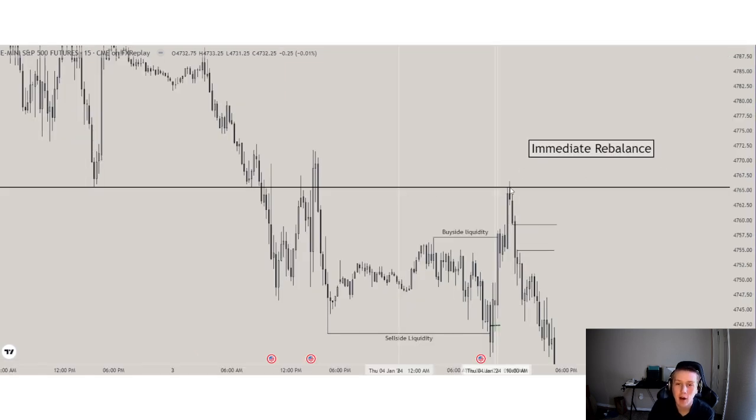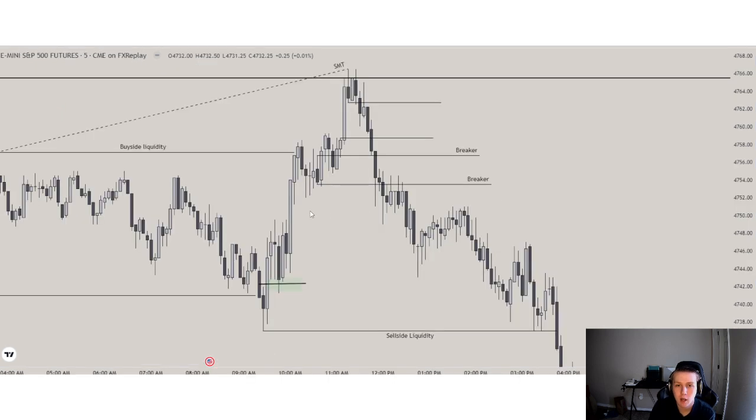Notice here how we have that higher time PD array. We have this low here. This now becomes significant because we have an immediate rebalance. This now can be framed as a PD array. And notice how we don't have a nice hourly imbalance, a nice 15-minute imbalance that we're rejecting off here. We're rejecting off of this low. That now becomes your PD array.